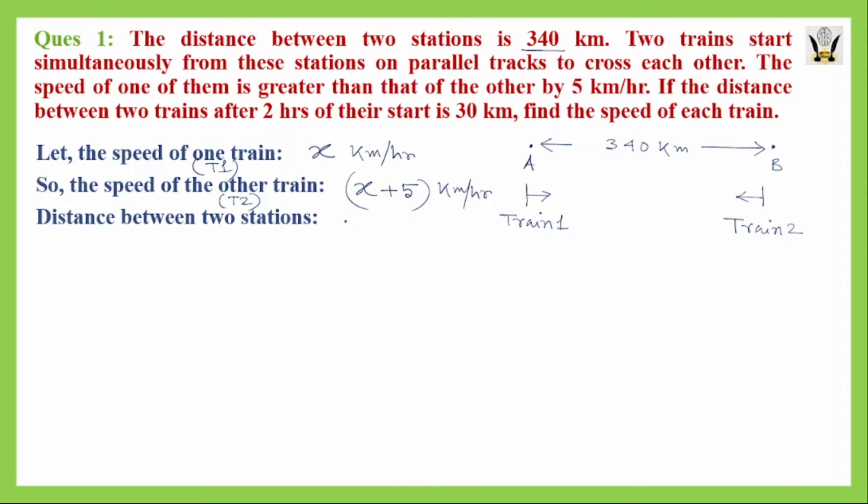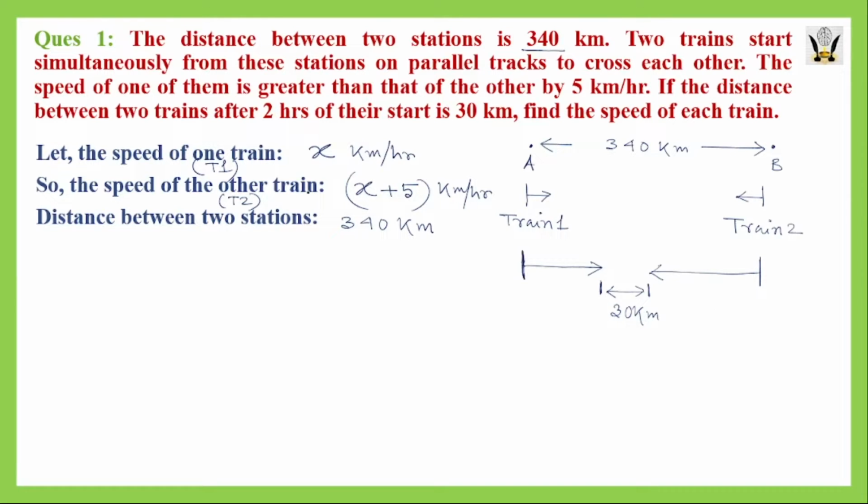Now the distance between two stations, as we know, is 340 kilometer. And there is another statement in the problem that the distance between the two trains after 2 hours of their start is 30 kilometer, then find the speed of each train. That means in 2 hours, suppose train 1 travels this much, and train 2 travels this much, and the distance between these two trains after 2 hours is 30 kilometer.